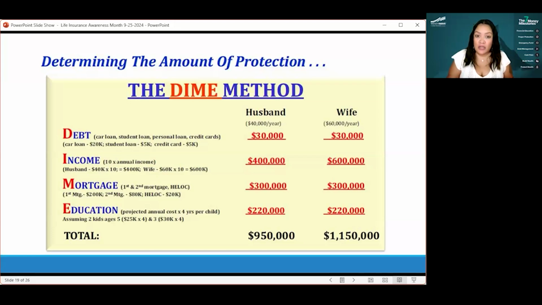Some people lost their homes because the homeowner passed away, the breadwinner passed away rather. I have mortgage insurance. Well, that mortgage insurance is not for you. That's for the creditor. That's for the lender.